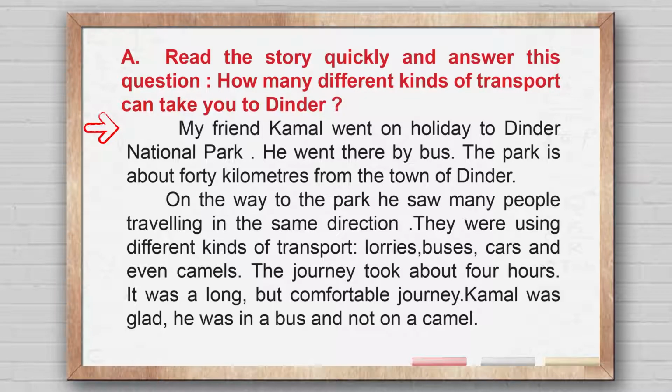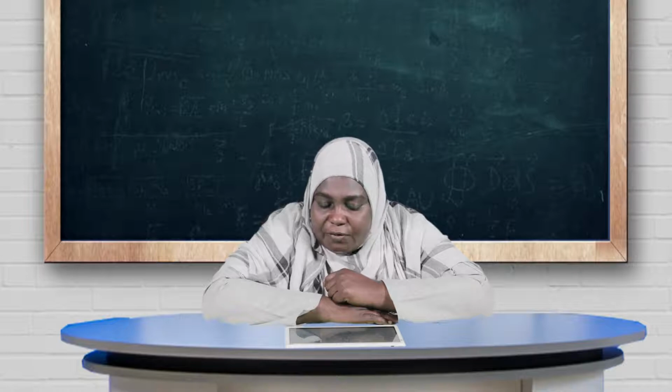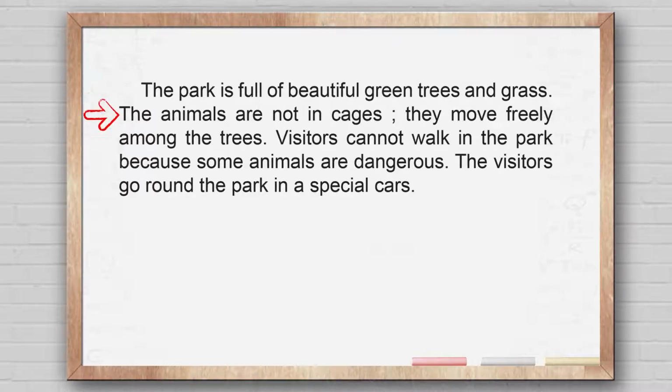My friend Kamal went on holiday to Dindir National Park. He went there by bus. The park is about 40 kilometers from the town of Dindir. On the way to the park, he saw many people traveling in the same direction. They were using different kinds of transport: lorries, buses, cars, and even camels. The journey took about 4 hours. It was a long but comfortable journey. Kamal was glad he was in a bus and not on a camel. The park is full of beautiful green trees and grass. The animals are not in cages. They move freely among the trees.